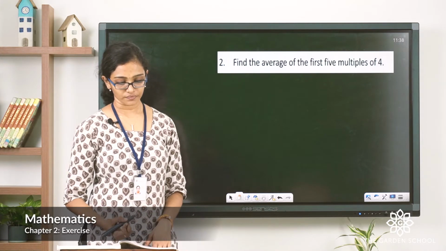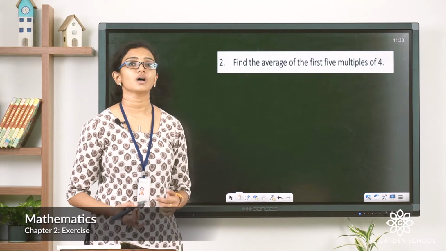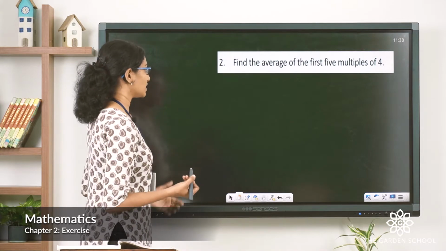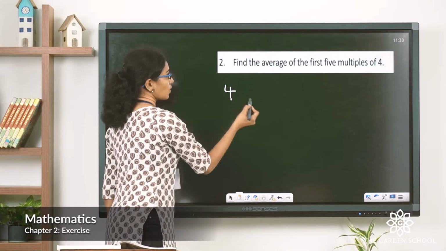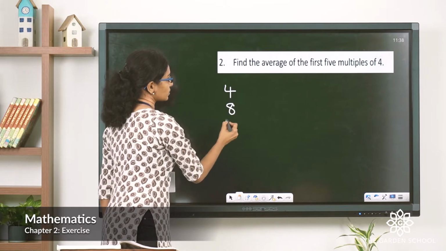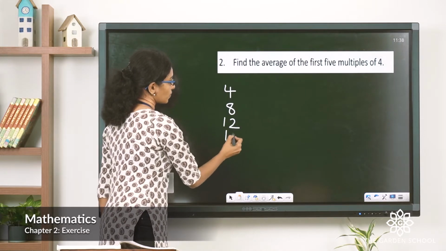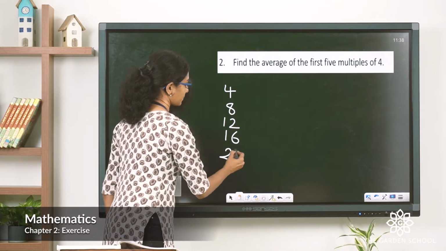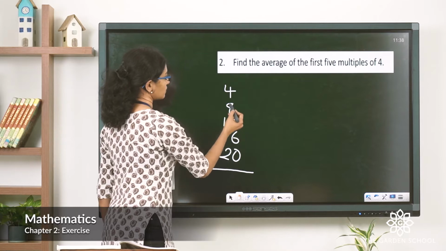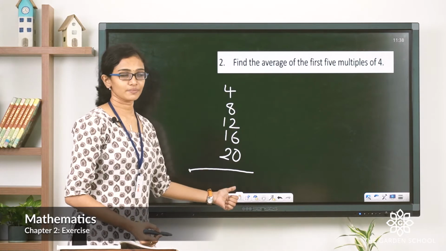Find the average of the first 5 multiples of 4. So which are the first 5 multiples of 4? 4 ones are 4, 4 twos are 8, 4 threes are 12, 4 fours are 16 and 4 fives are 20. So 1, 2, 3, 4, 5. These are the first 5 multiples of 4.